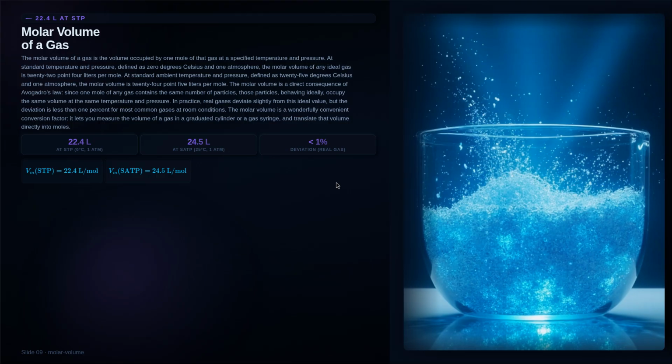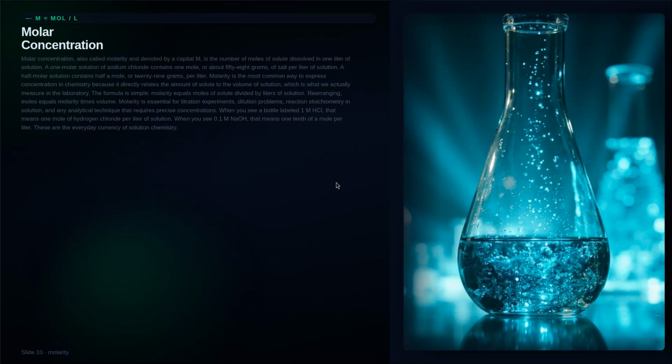Either way, the principle is the same. 1 mole of any gas, hydrogen, oxygen, methane, or argon, occupies about 22.5 liters. This remarkable uniformity is the practical payoff of Avogadro's hypothesis. It lets chemists measure gas volumes with a simple graduated cylinder, then convert to moles by dividing by 22.4 or 22.7 depending on the chosen standard.